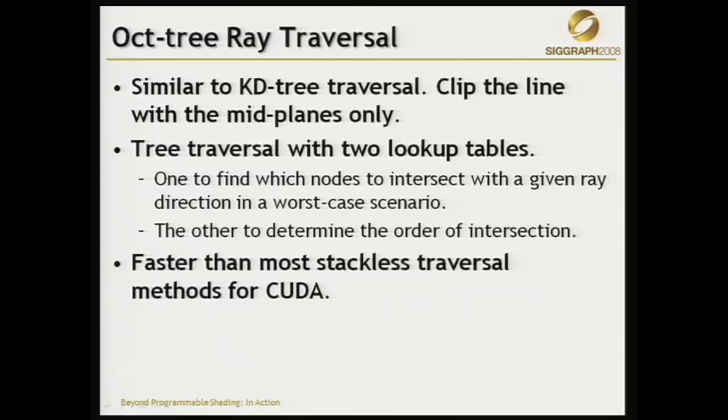To trace a ray through the octree, you clip the line against the mid-planes only. In its most optimal form, this requires 2 lookup tables: one to determine which nodes the ray intersects, and the other to find the order in which the ray intersects them. Now, I found this method turns out to be faster for CUDA than the stackless methods that I've tried, but I haven't tried any stackless methods which require neighbor pointers because of the memory restrictions.